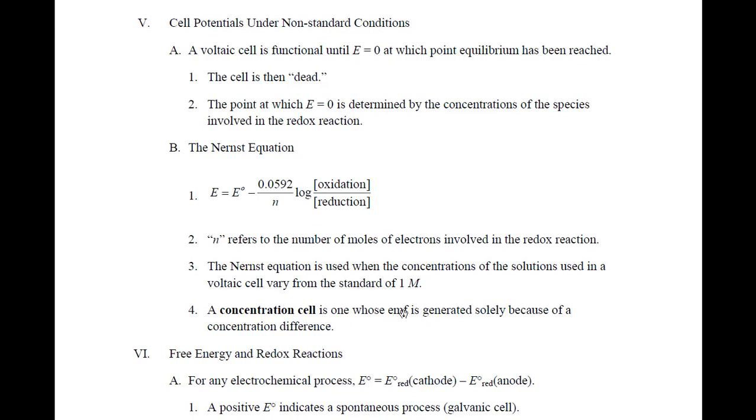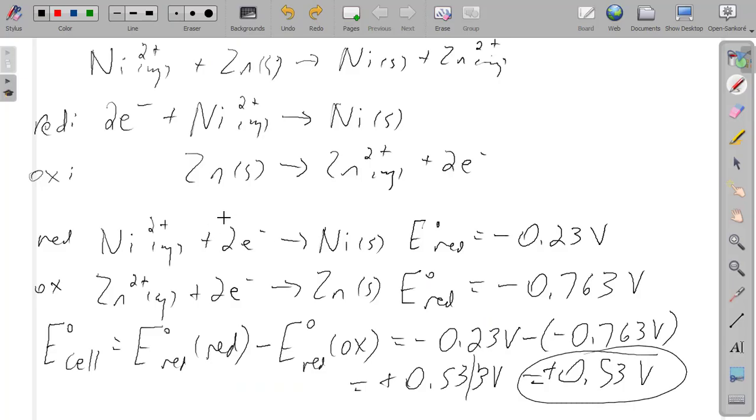And so a concentration cell is one whose EMF is generated solely because of a concentration difference. So we use the Nernst equation when we're talking about non-standard conditions where they are not 1 molar solutions. So let's solve the next lecture problem where we have that.